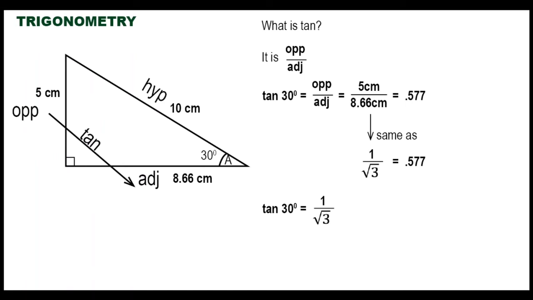Now what is tan? It is opposite by adjacent. That is, I try to draw a triangle similar to this with a 30 degree angle, 10 centimeter and 5 centimeter here. After drawing, let me measure the adjacent. When I measure the adjacent, I will get exactly 8.66 centimeter. After dividing 5 centimeter by 8.66 centimeter, I get the value called 0.577. Similarly, when I do 1 by root 3, I get the answer 0.577.